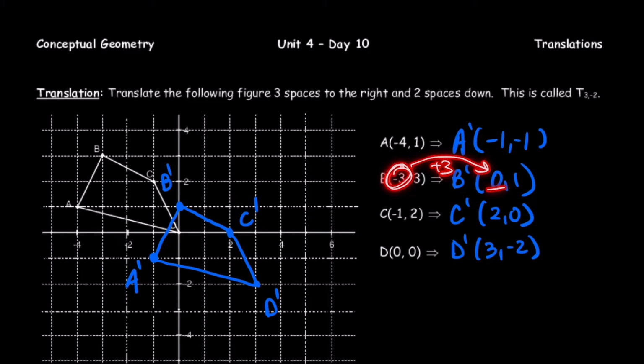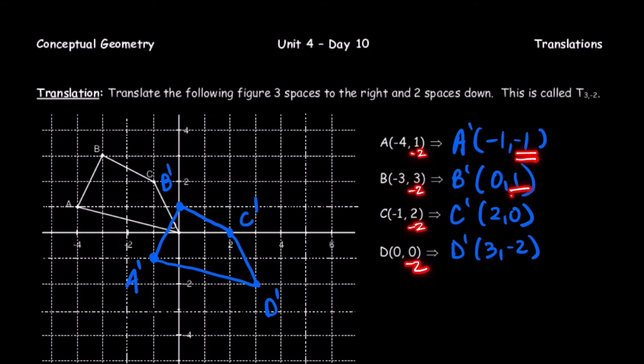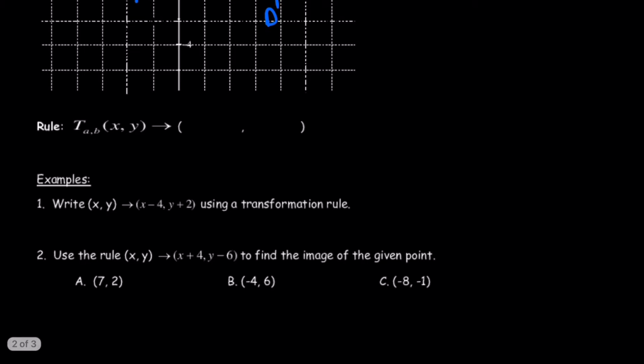-3 plus 3 is 0. -1 plus 3 is 2. 0 plus 3 is 3. So it looks like we just take this first number here and we add it to all the x's. Then you can take this number, the -2, and combine that with all the y's, and you end up with -1, 1, 0, and -2. So we're going to use that to come up with our rule for a translation. The rule for a translation is x plus a, y plus b.